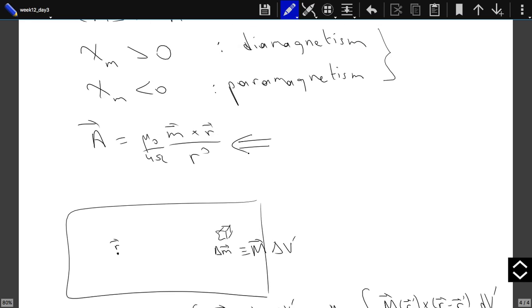Now, just a warning. We always keep writing the vector potential in this form. But keep in mind that here, our magnetic dipole is, let's say, at a given point. This vector r is, and we want to calculate the vector potential, let's say, at this point. This vector r is the position of that point relative to my magnetic dipole moment, not relative to the origin. Or you can say that you choose your origin at the position of the magnetic dipole. In that case, r is the position of your observation point. But in general, r is the relative position of your observation point relative to your magnetic dipole.